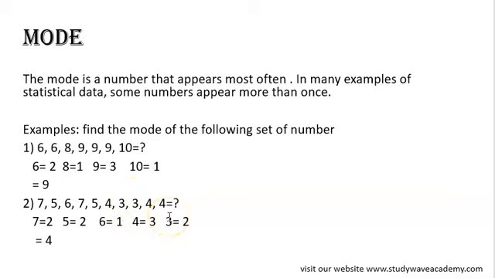Okay, so now what do we do next? We look at these numbers and find out which one appeared more. 7 appeared 2 times, 5 appeared 2 times, 6 appeared 1, 4 appeared 3, and 3 appeared 2 times. So which is more? Correct, 4, right? 4 is more. So our answer is 4. The mode of this number is 4 because 4 appeared more than every other number.